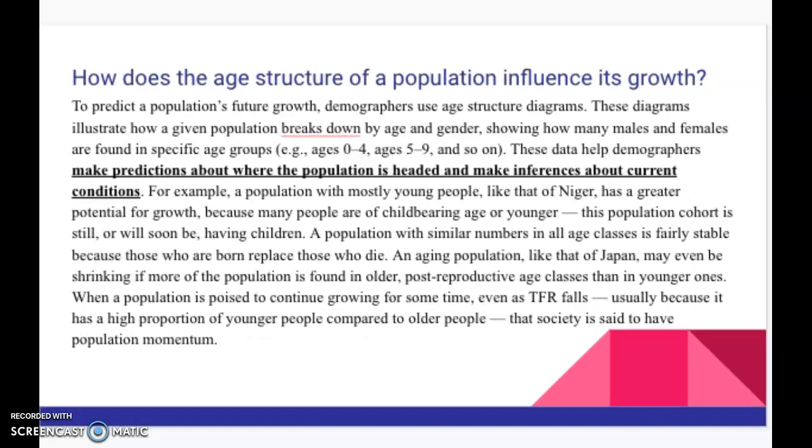How does age structure influence the growth? To predict the population's future growth, demographers use age structure diagrams. These diagrams illustrate how a given population breaks down by age and gender, showing how males and females are found in specific age groups. These data help demographers make predictions about where a population is headed and make inferences about current conditions. For example, a population where most people are young has great potential for growth, because many people are of childbearing age or younger, and the population cohort is still having children. A population with similar numbers in all age classes is fairly stable because those who are born offset those who die, and so on.